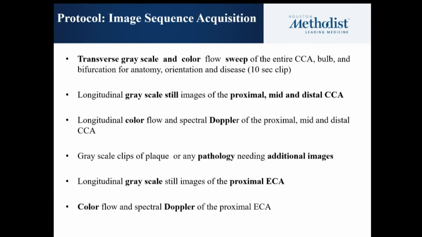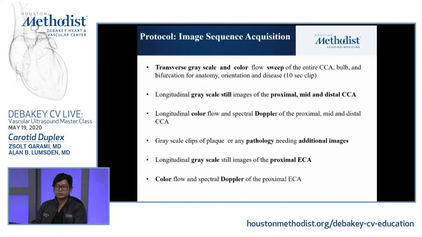So our protocol starts with a transverse sweep in grayscale. And that usually lasts about 5 to 10 seconds long, followed by a color sweep moving either up or down. We're interested in seeing if there's any color or any flow at all through the process. Anytime we see any hypoechoic areas inside the ECA or ICA, then we would presume that there's plaque present or maybe even a total occlusion, and color is there to also see if there is a consistency between what you see. Most of our images are performed in longitudinal.